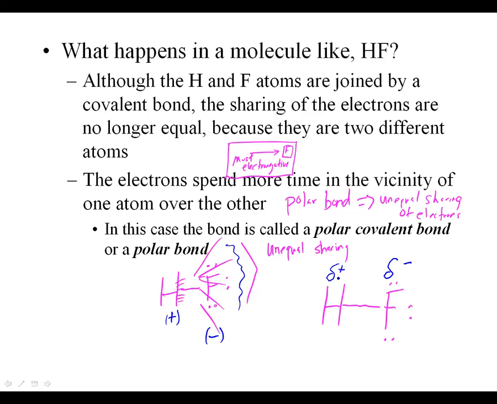These are partial charges. They're partially negative and partially positive because although they're being shared unequally, they're still being shared here. So we don't get a full transfer of electrons like we do in something like sodium chloride, where the sodium has transferred its electron over to the chloride and it becomes a fully positive charge, and the chloride becomes a fully negative charge. And that's the ionic bond that we talked about in the last chapter.